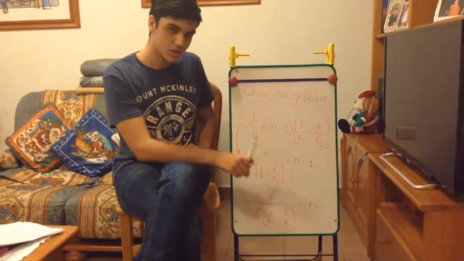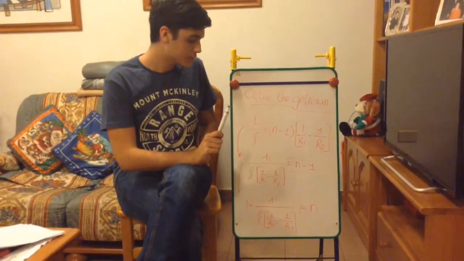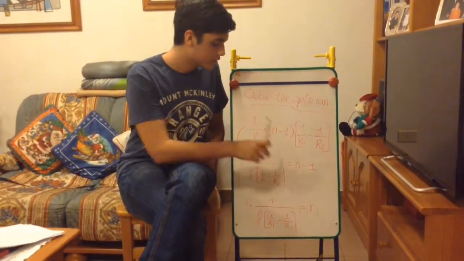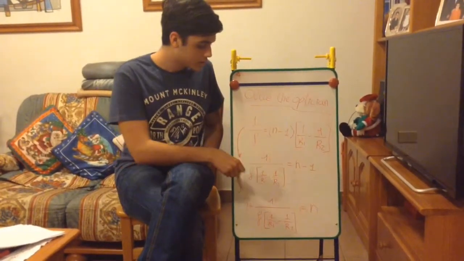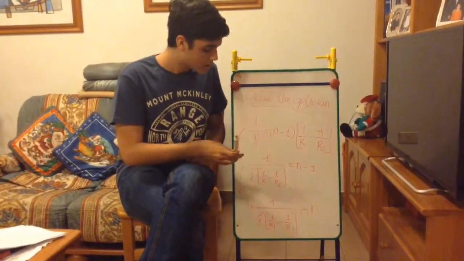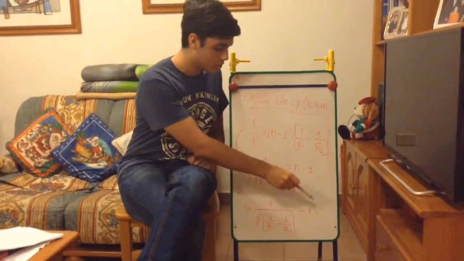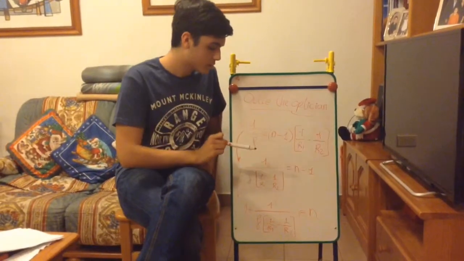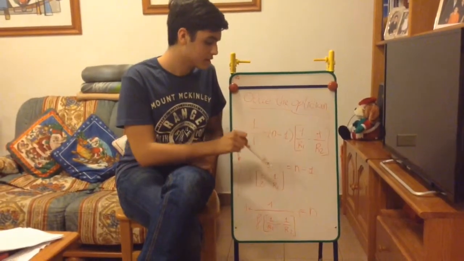But we haven't finished yet, because we have to isolate only n. So to do that, we need to add 1 to both sides, and finally the 1 goes from here to here, and we obtain the n isolated here.